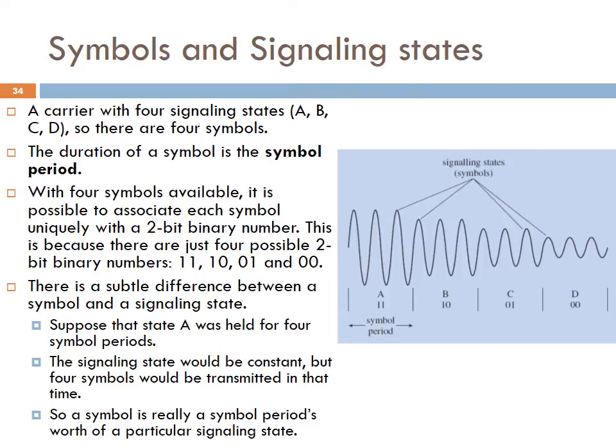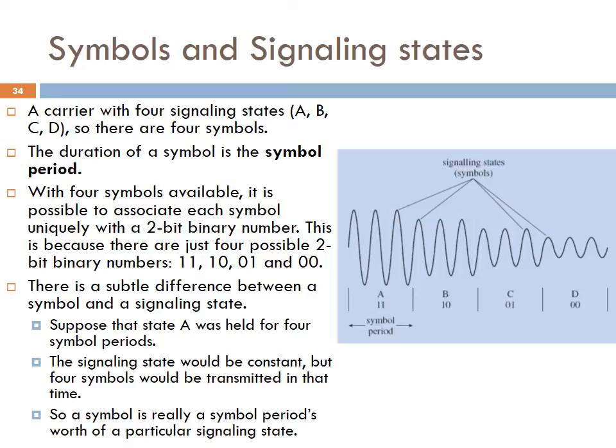For example, if you take ASK, you can have 4 different symbols represented by 4 different amplitudes. And if we have 4 different symbols, then each symbol can represent, in this case, a combination of 2 bits. The number of combinations of 2 bits is 2 to the power 2, equal to 4, and we have 4 different symbols. So each combination could be uniquely represented by a symbol.